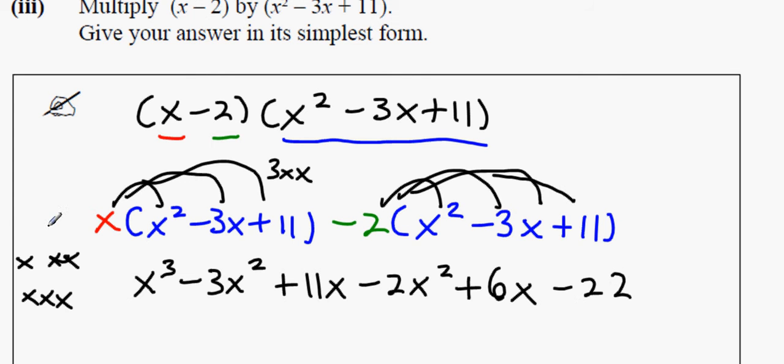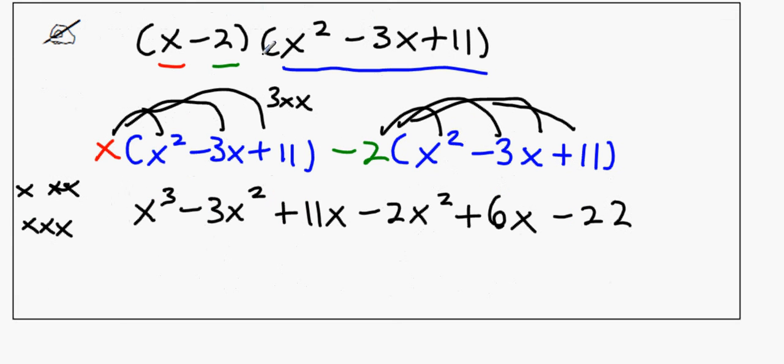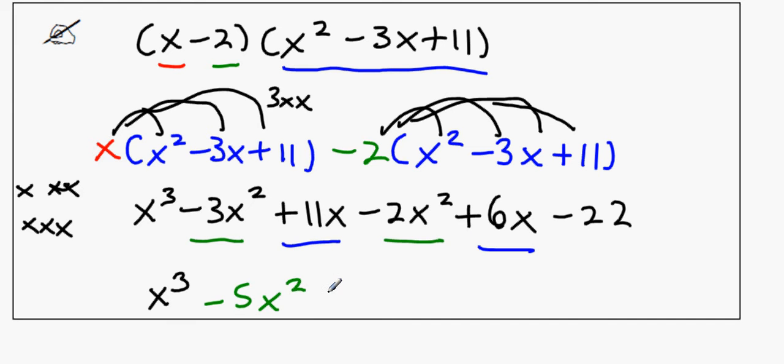So what we're going to do next is underline the ones that are the same. This x squared is the same as that one. The blue ones, 11x and 6x, are the same. So what we're going to get is x cubed. The green's going to turn into minus 5x squared. The blues will turn into 11x plus 6x is 17x. And the last one there is going to be minus 22, okay? That's the answer to that one.